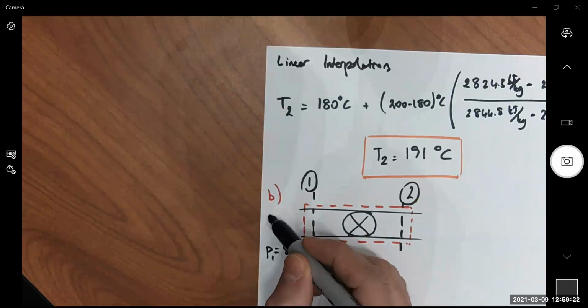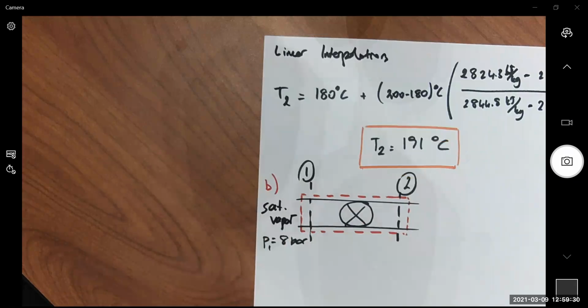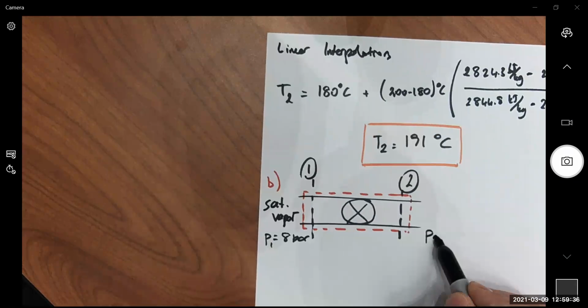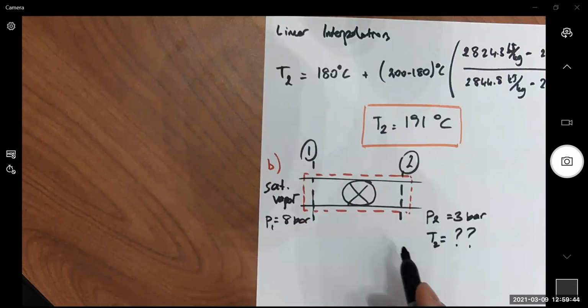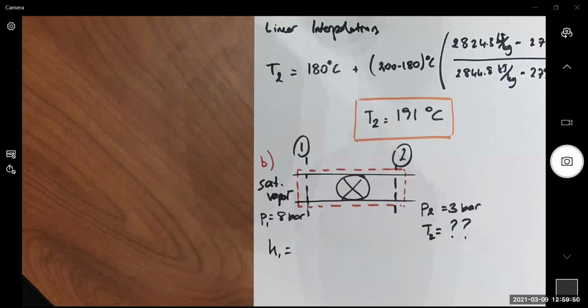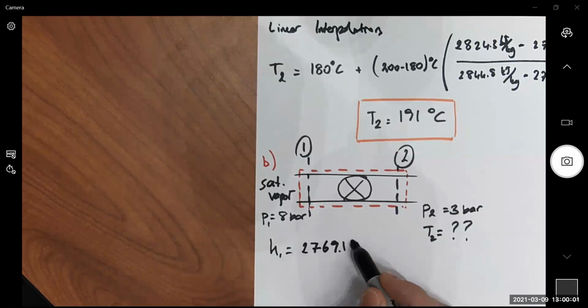and the substance enters as saturated vapor. It exits at a pressure of 2 bar, and we are asked to calculate the temperature. Okay. Enthalpy can be found from the table at saturated vapor. Enthalpy H1 will be 2,769.1 kilojoules per kilogram.